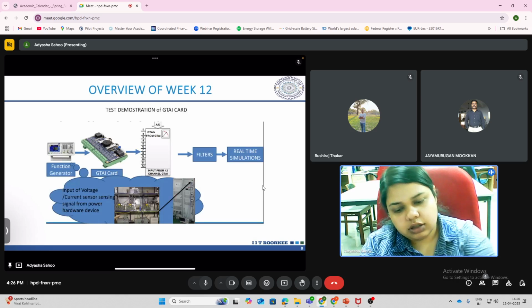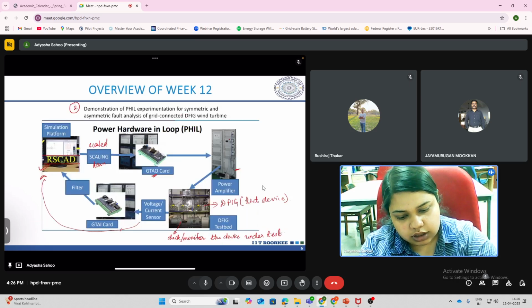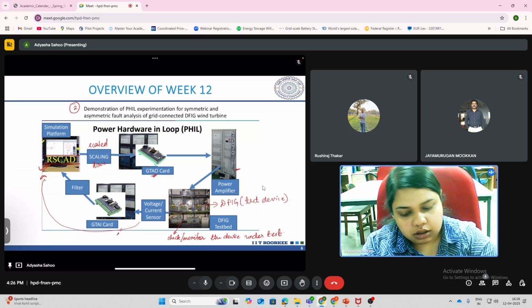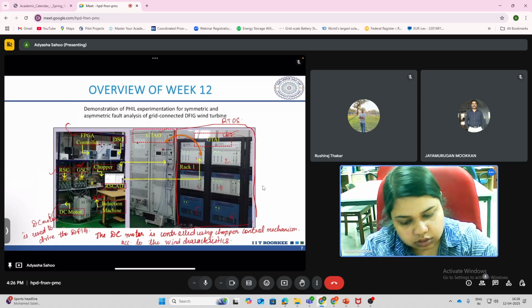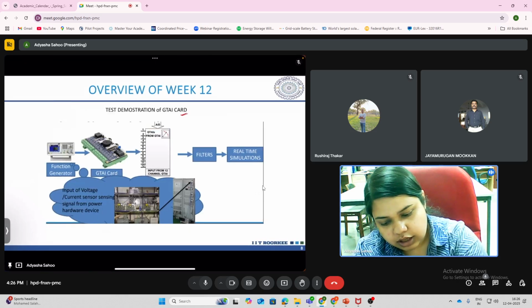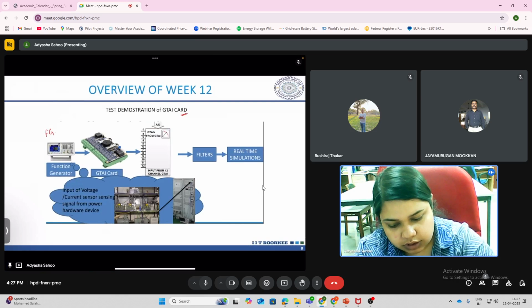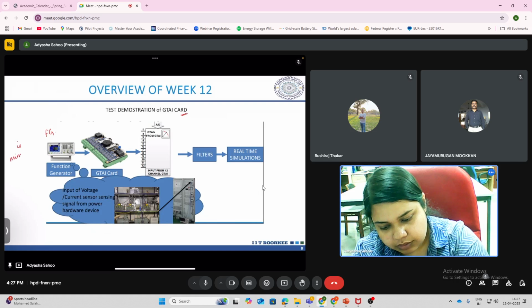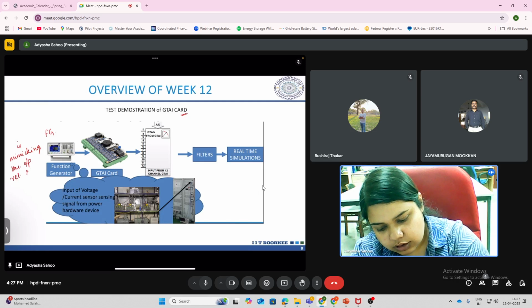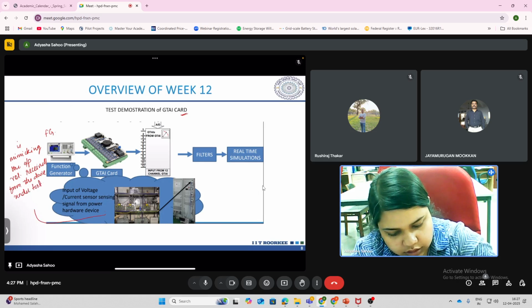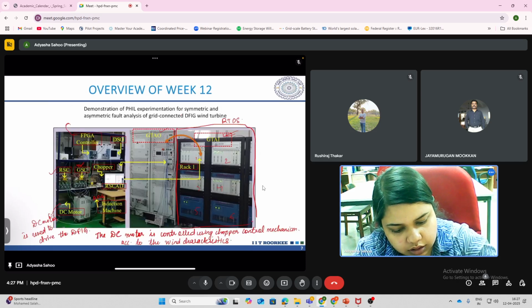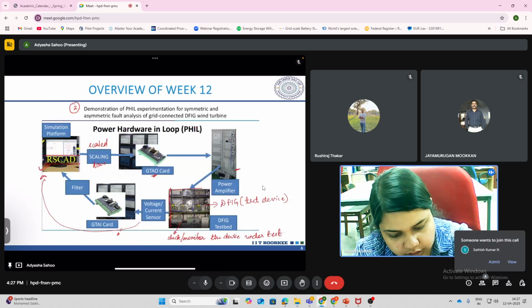So first we see the demonstration for the GTAI card. Where was this GTAI card? You can see it was on the output side, between the device under test and the RTDS. This device under test is realized using a function generator for simplicity. This function generator is mimicking the output voltage received from the device under test. So basically this is the device under test.